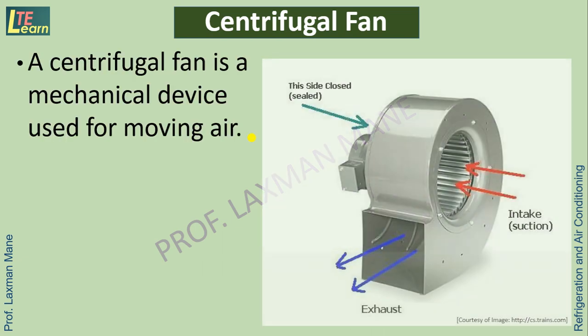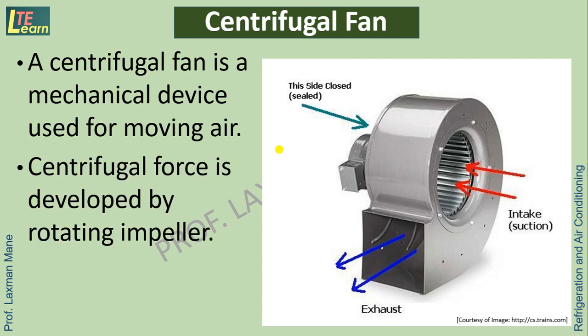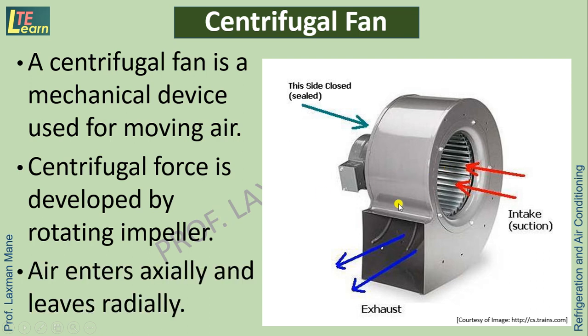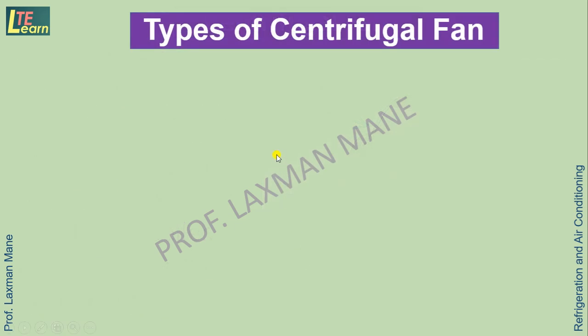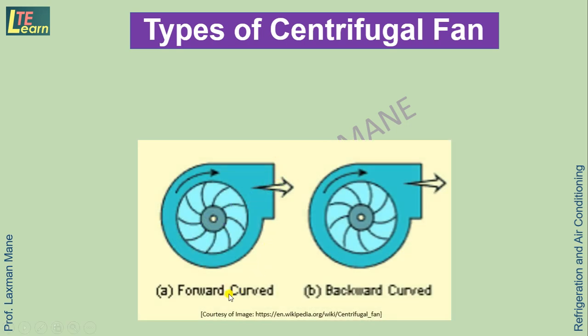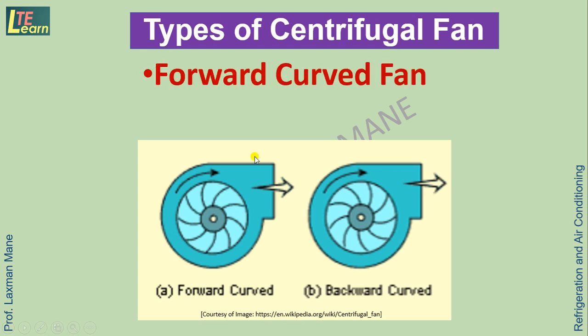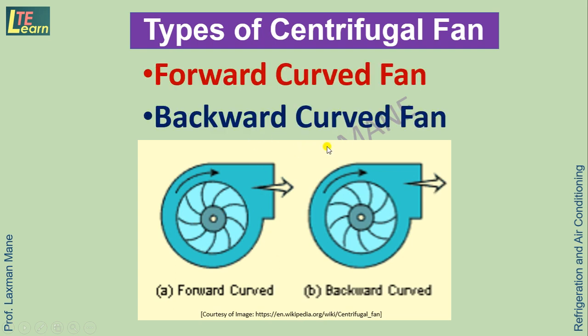So centrifugal fan is a mechanical device used for moving air. In this fan, centrifugal force is developed by rotating impeller. Air enters axially and leaves radially the fan. Centrifugal fan is classified based on type of curved blade as forward curved fan and backward curved fan.